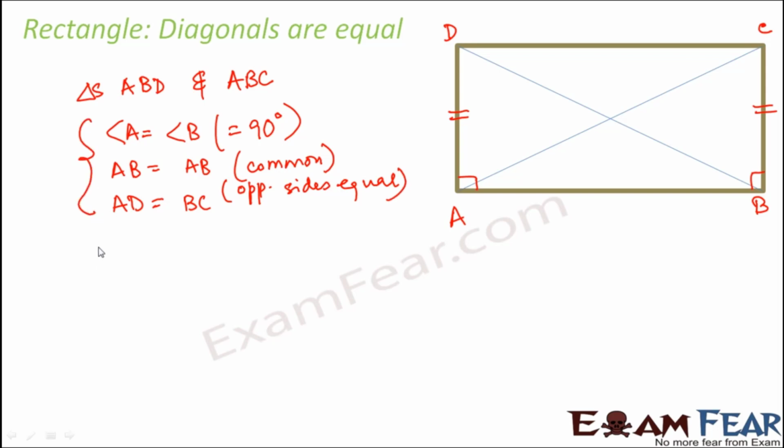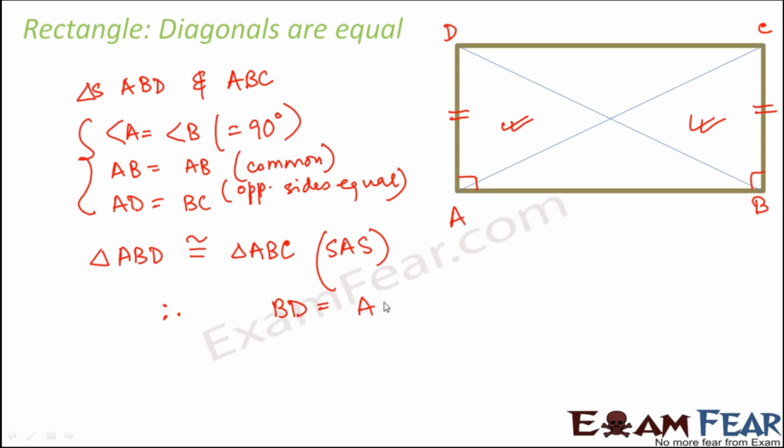Now with all these three in place, we find that triangle ABD is congruent with triangle ABC. By which congruency? This would be by SAS, that is side angle side congruency. Now since these two triangles are congruent, this entire triangle and this triangle, we can say that BD would also be equal to AC, because BD is one side of this triangle and AC is one side of triangle ABC. Therefore, BD will be equal to AC.